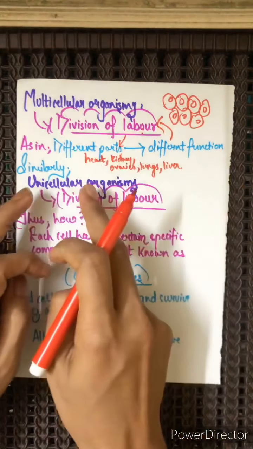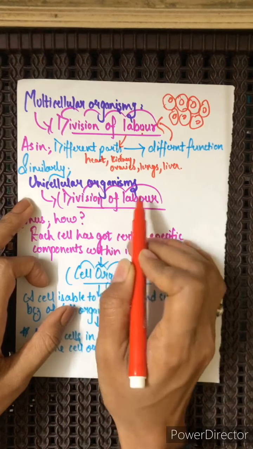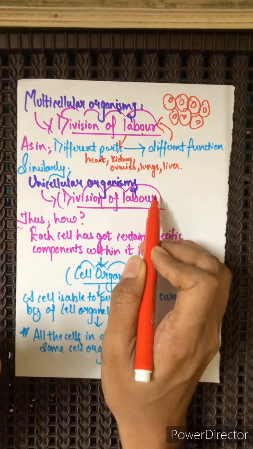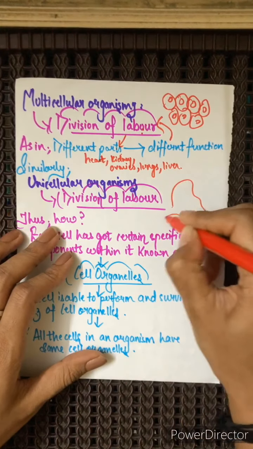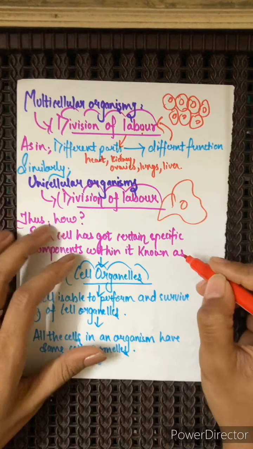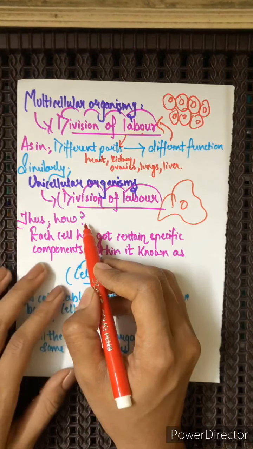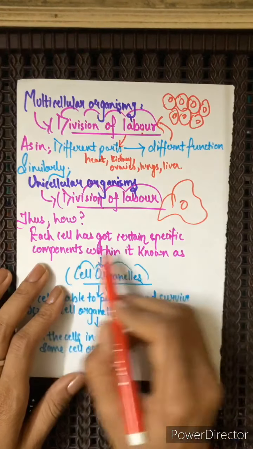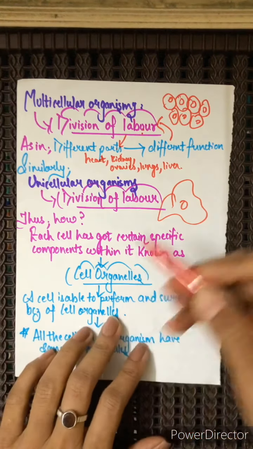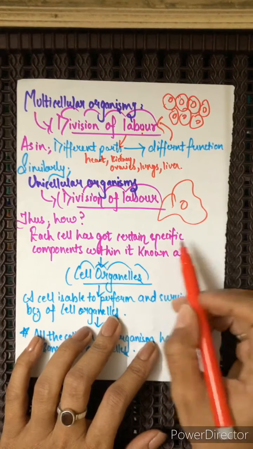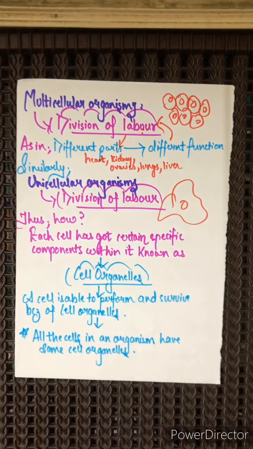Yes, but similarly unicellular organisms also show division of labor to some extent. Yes, their work is also divided, even though it is made up of only a single cell, but it also shows division of labor. That is how. So the next question that comes to mind is how. Each cell has got something inside it which is very specific to every cell, that is, a specific component within it, which are termed the cell organelles.